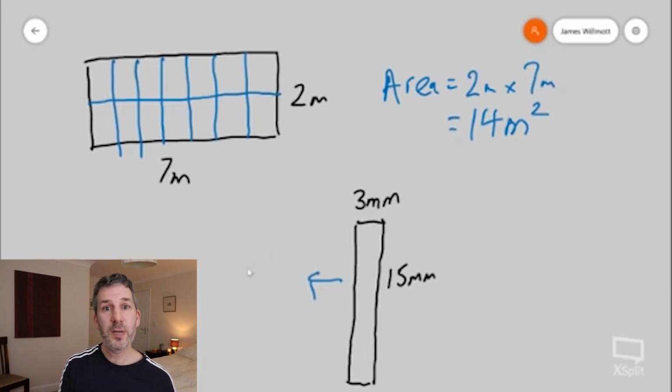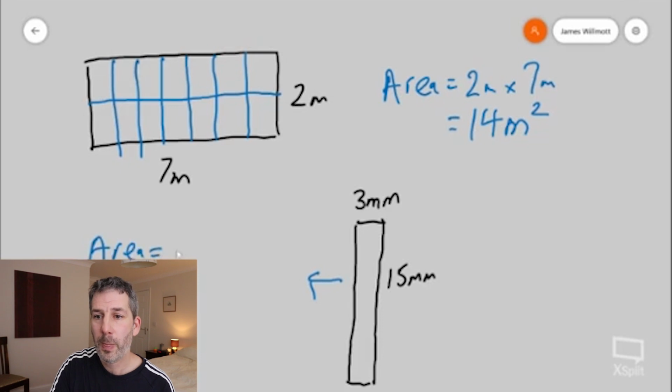Right, 3 millimeters. So we're talking small squares now. That's a millimeter, well, approximately a millimeter. 3 millimeters wide and 15 millimeters high. How many squares are going to fit into this? I'm not going to draw all these in, but you could see we would have 3 columns of squares, and then there would be 15 of those small squares going down. So the area is just right over here.